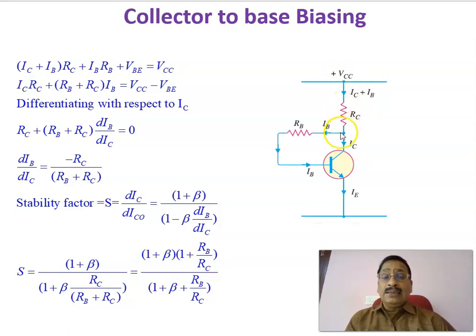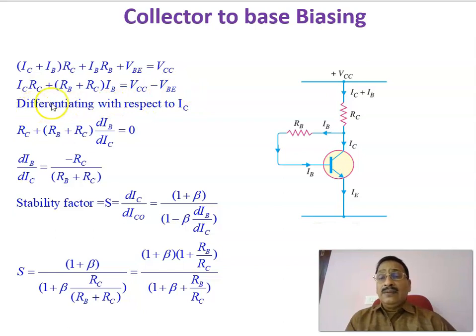Applying KVL to this loop, we get RC into IC plus IB, plus the drop across RB, IB into RB, plus VBE equal to VCC, or IC RC plus IB into RB plus RC equals VCC minus VBE.